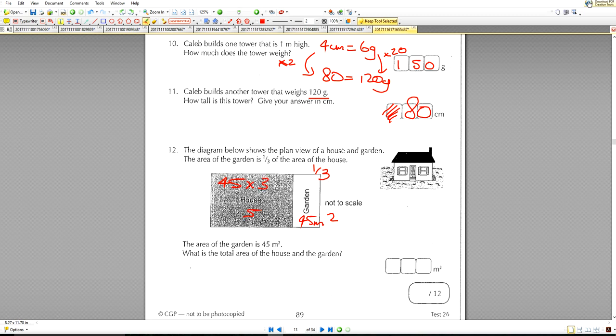So 5 times by 3 is 15. 4 times by 3 is 12. Add 1 is 13. It says what is the total area? So we have 135 in the house, 45 in the garden. So we have to add them up, and that will give us our total area. And that will give us an area of 180 meters squared.